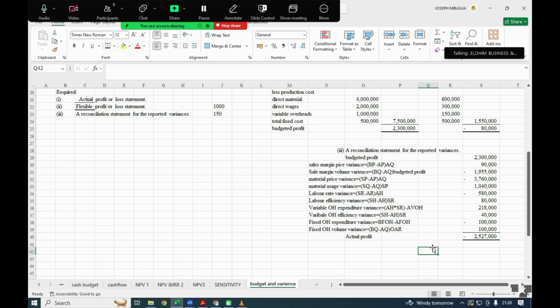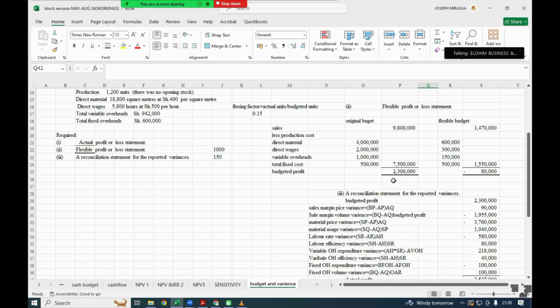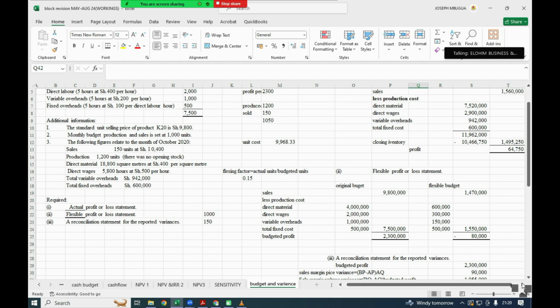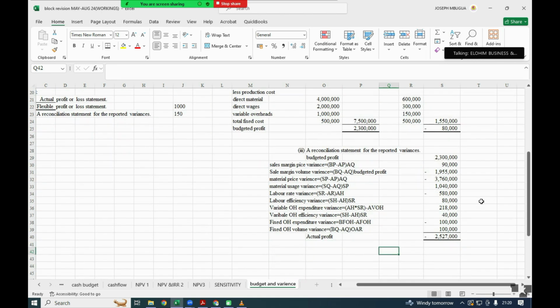It means either the question has a problem, because we have done it the right way, I believe so. The actual was supposed to be 64,750, the actual profit. But this one is giving us a negative 27,025. So that means there is a problem. Either the setting, especially that closing, can be the one that has caused all this. But I will counter check it.